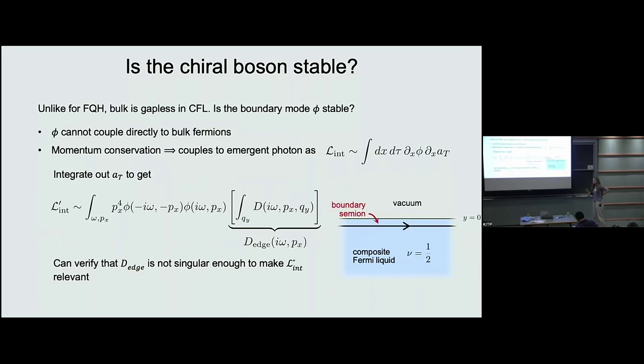So, unless this propagator is incredibly singular, which it isn't, this is going to be an irrelevant perturbation on top of the theory. Which is to say that the interaction between the bulk degrees of freedom, so the little gauge field a, and phi, is irrelevant. So we have a stable boundary semyon in addition to our bulk degrees of freedom here.